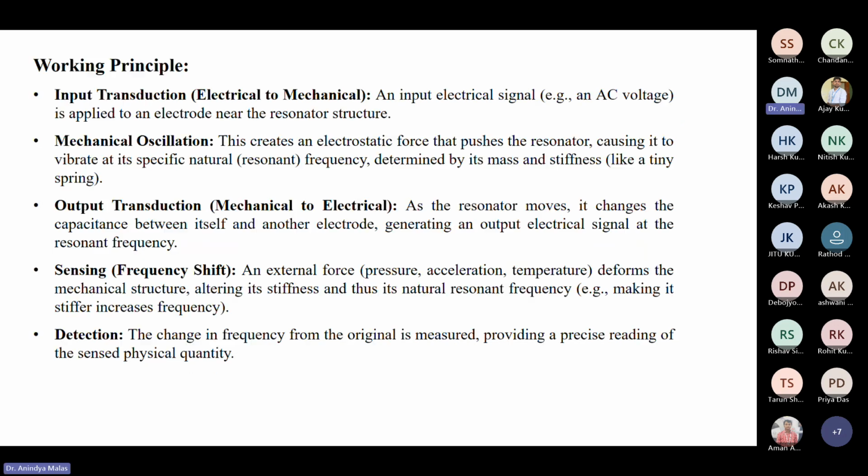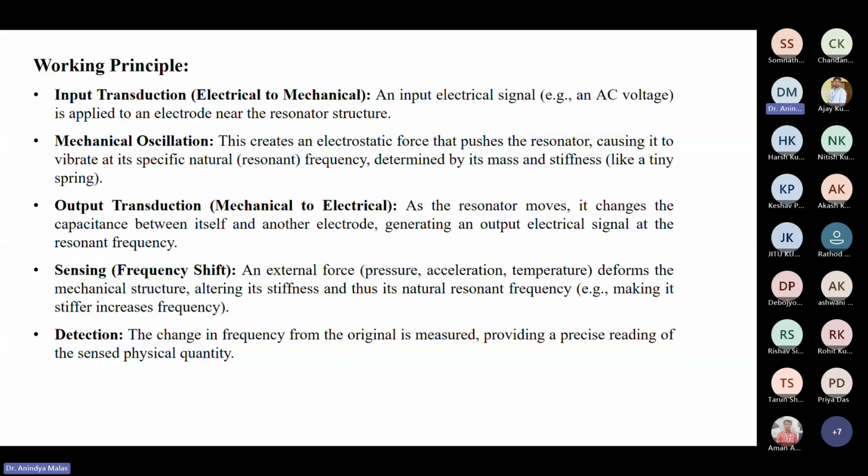So now next is the working principle. I'm discussing a little bit how it works. First, an input electrical signal is applied to an electrode near the resonance structure, and then this creates an electrostatic force that pushes the resonator and causes the vibration or oscillation. That means you are generating the oscillation with the help of an electrostatic force. And remember that the force should be dynamic. That means you have to provide some AC voltage.